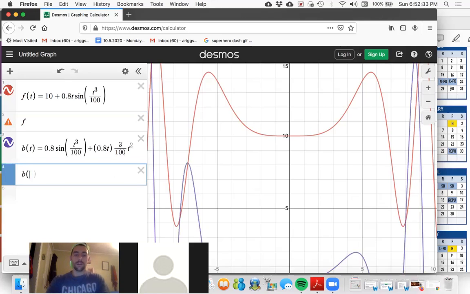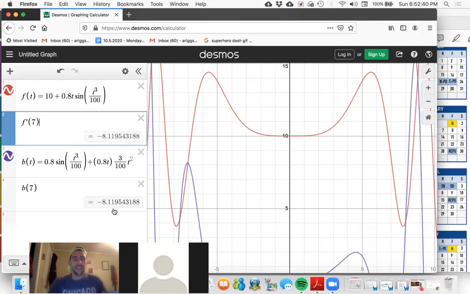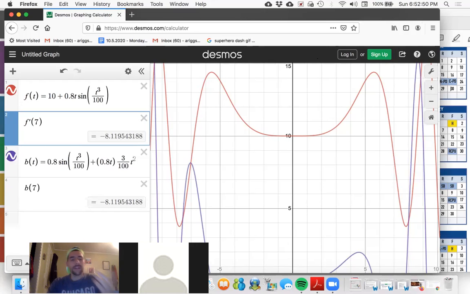So now I could say b of 7. Again, I invented the b function, but we're getting this value, which again, Desmos gave us right away, is negative 8.11. And we should always go to three figures. I'm going to say negative 8.12. You could get away with saying negative 8.119. That's fine. But that's our answer for the question of what is f prime of 7.